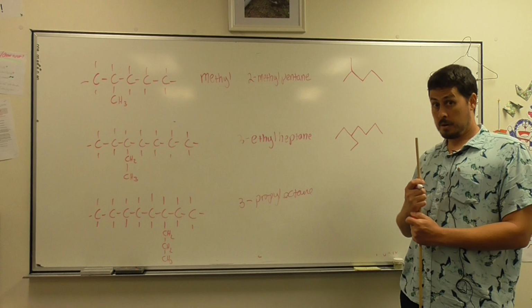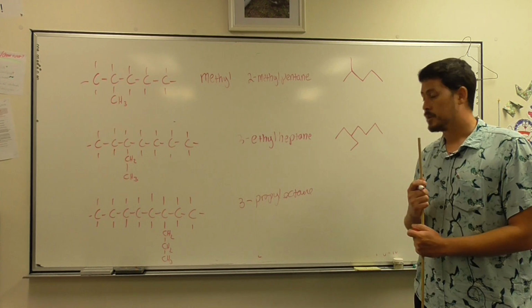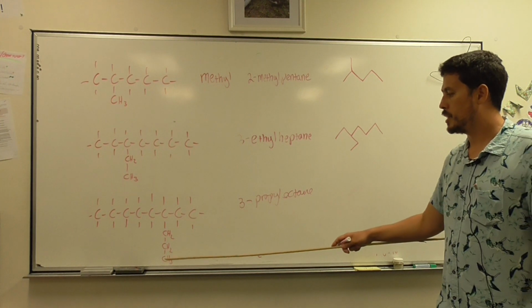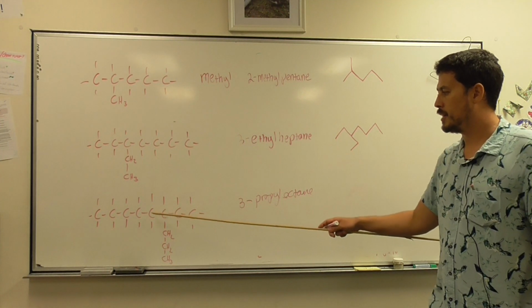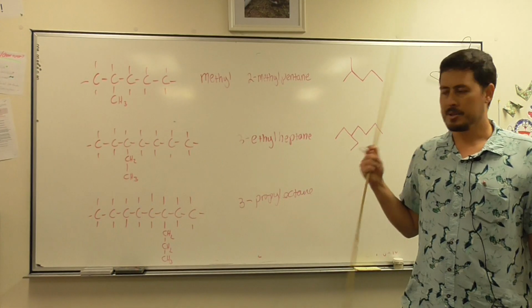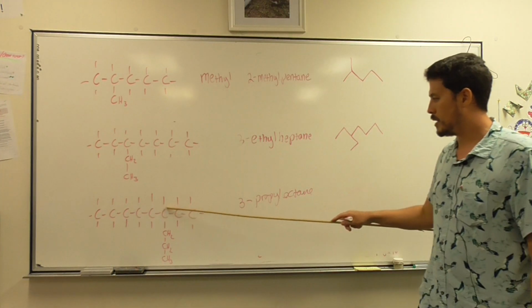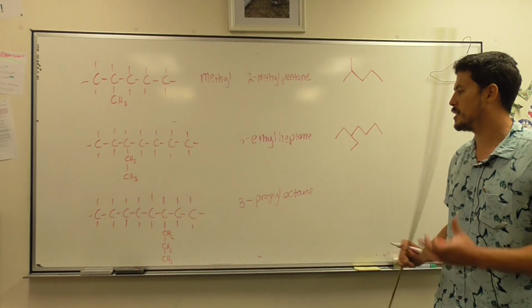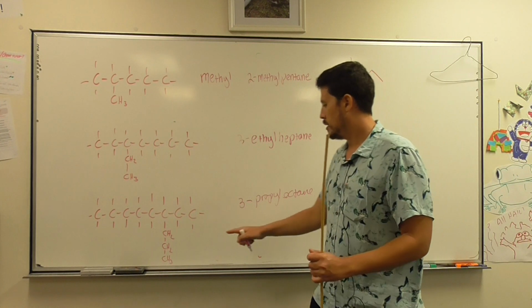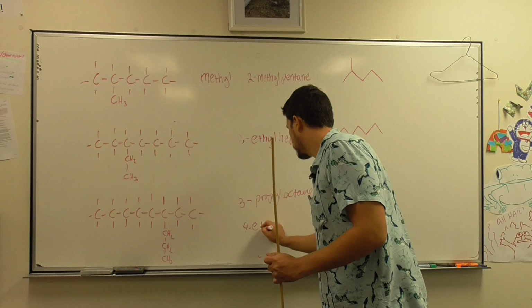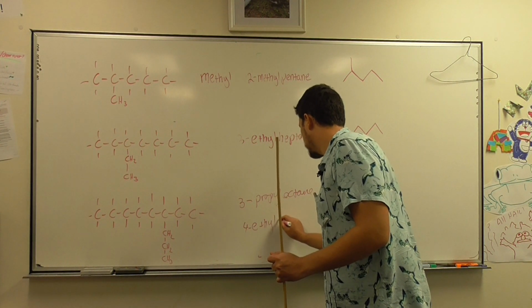Uh-oh, looks like I'm wrong. See, you've got to watch out for the tricky bits. How about if I counted it this way? 1, 2, 3, 4, 5, 6, 7, 8, 9. Actually, if you look at the carbon chain, it goes this way and down. That's the longest chain there. So we're not looking at 3-propyloctane. We are looking at 1, 2, 3, 4-ethylnonane.